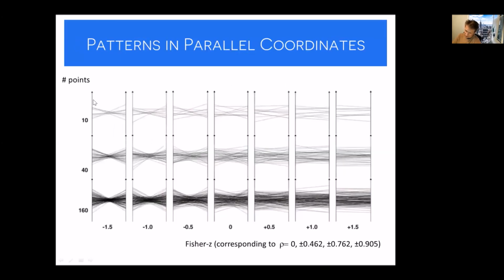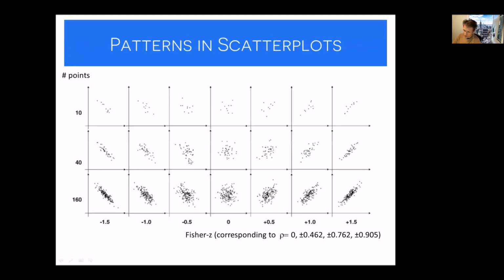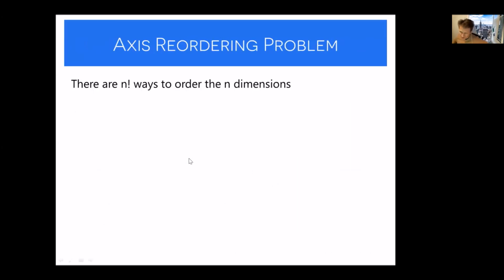If this is weight, and this is horsepower, and this is weight, you can easily see the correlation of horsepower and weight. But if the weight is somewhere else, it's hard to see. So this is basically a very conceptual problem with parallel coordinates: the need for axis reordering. Okay, there are n factorial ways to order those n dimensions.